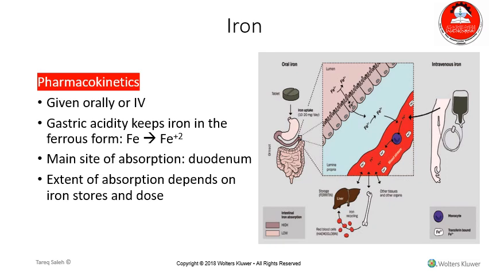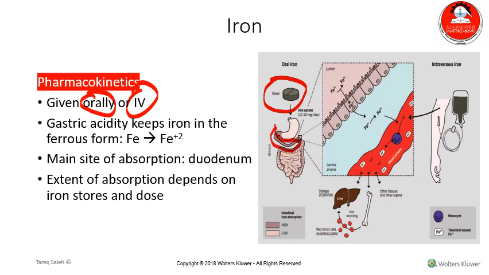Iron can be given through two main routes, either orally or intravenously. Of course, it's given orally most of the time. And that's why, after oral administration, iron is adequately absorbed from the gut. The main site of absorption of iron is the duodenum, okay, which is the first portion of the small intestine.